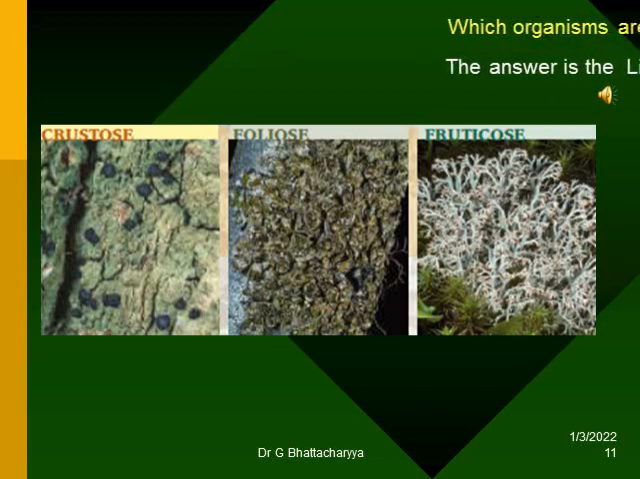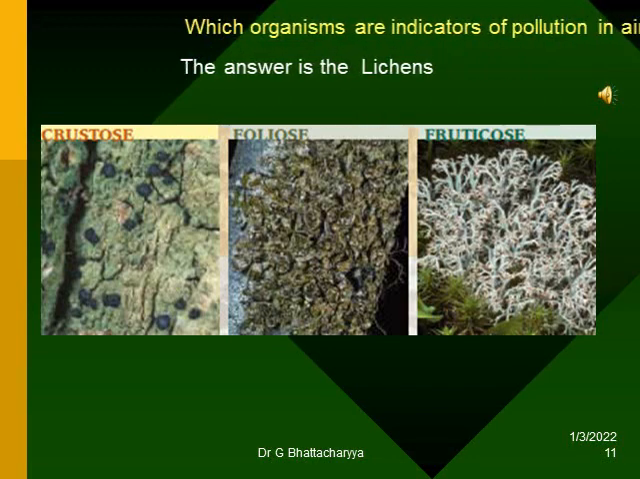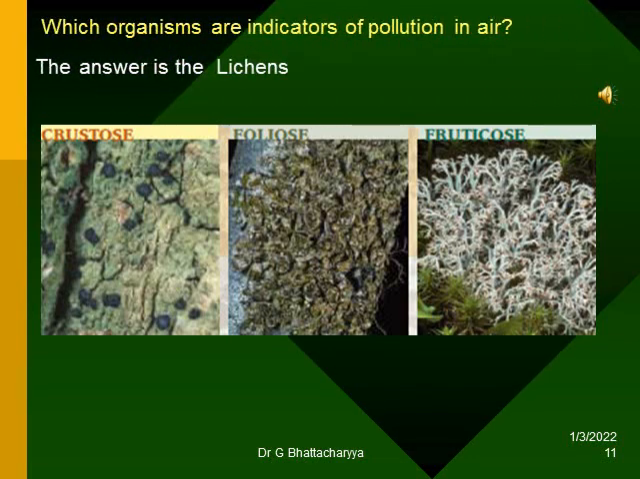Which organisms are indicators of pollution in air? The answer is the lichens.